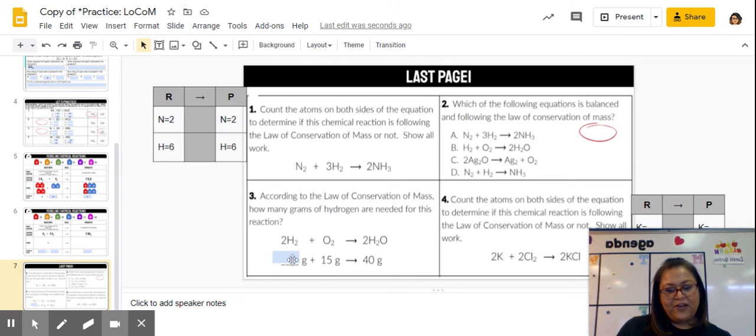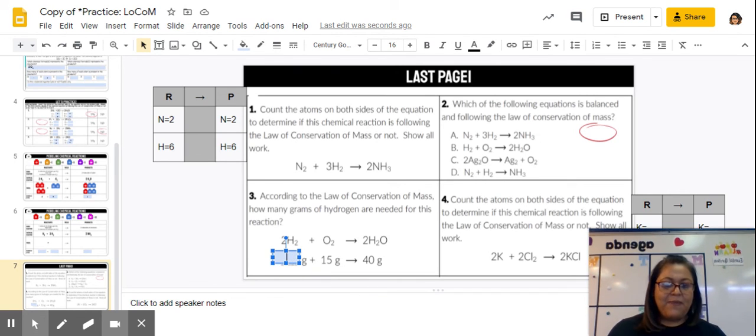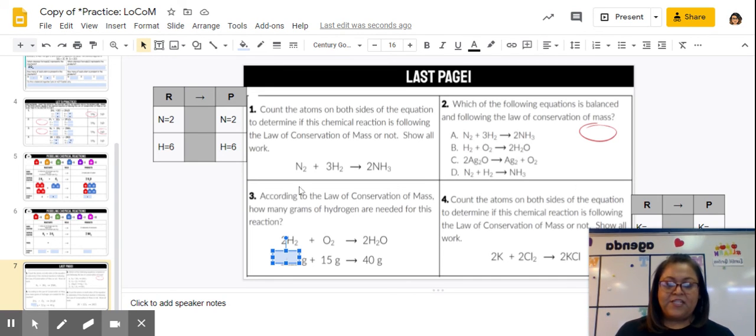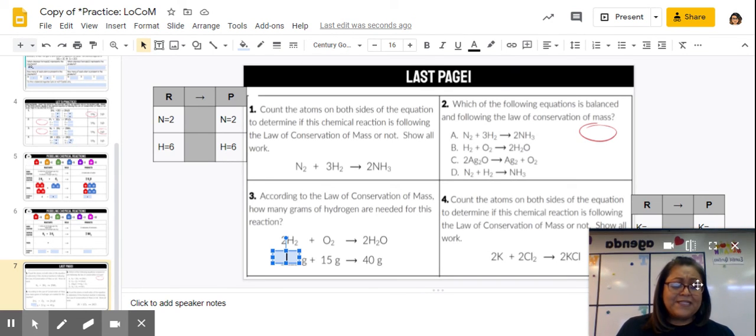So then I'm kind of just figuring out, well, how much was the mass of my hydrogen gas? And I can do that by just balancing it out, right? If it's 40 on one side, it has to be 40 on the other side. So do a little math, and I should be able to figure out like 40 minus 15 equals, and that should be my answer.